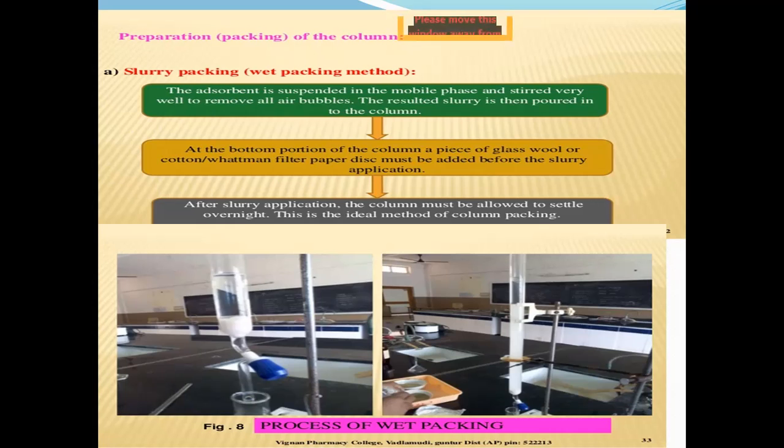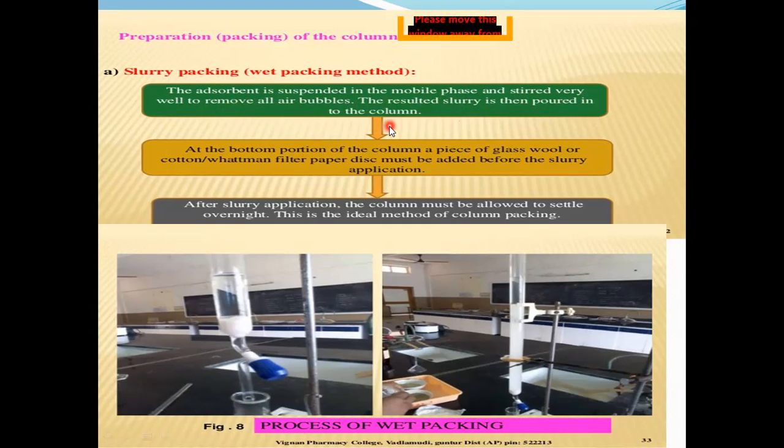The adsorbent is suspended in the mobile phase and stirred very well to remove all the air bubbles. The resulting slurry is then poured into the column. First we take a small beaker, add a little amount of mobile phase, then add our adsorbent, and stir in such a way as to avoid formation of air bubbles.